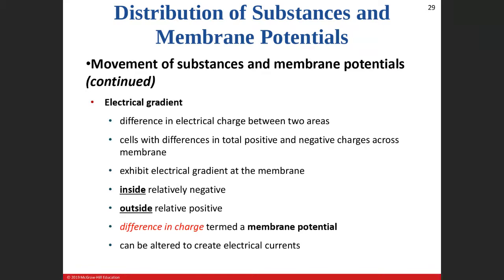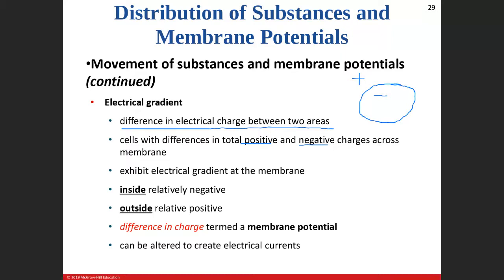In all its simplicity, it's the difference in the electrical charge between two areas. So what two areas are we talking about? We're going to talk about the inside of the cell and the outside of the cell. So the outside of the cell is positive, the inside of the cell is negative. That's what we're talking about. When we talk about the electrical gradient, it's the difference in charge between the two areas. So the total charge outside the cell will be positive, and the total charge inside the cell will be negative.